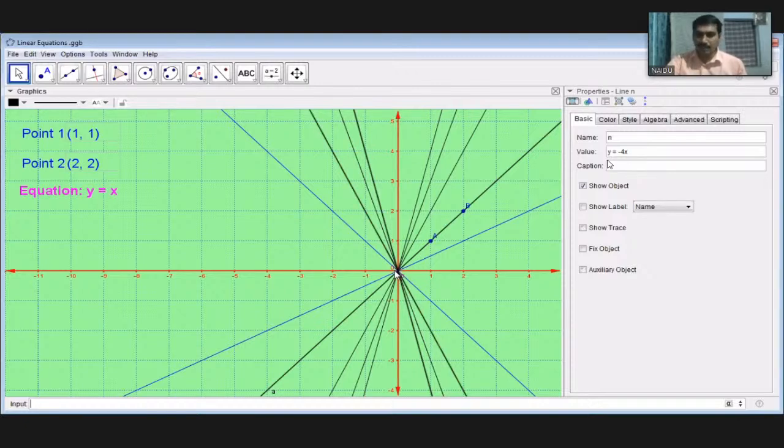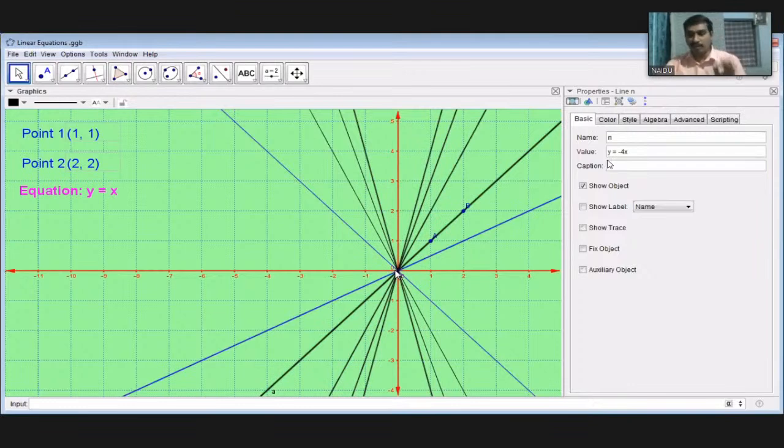Observe that this is the meeting point of both x and y axis. This is called origin. But where are these lines passing? Through quadrants. As we know, this is quadrant 1, this is quadrant 2, quadrant 3, and quadrant 4. So y is equal to minus x, minus 2x, minus 3x, and minus 4x: all these lines are passing through quadrants 2 and 4, and they are all passing through the origin only.